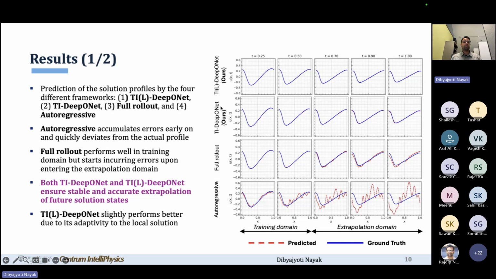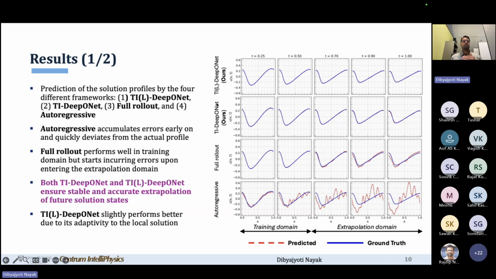However, both of the TI-based frameworks do very well in the training domain, and once you exit the training domain, you can see a very good match between the profiles for the 2 cases, even in the extrapolation domain, which means that they have arrested the error accumulation and have also given us good, accurate extrapolation of the future solution states.